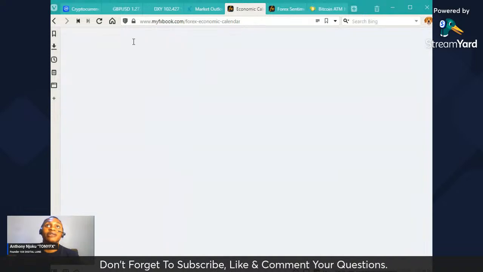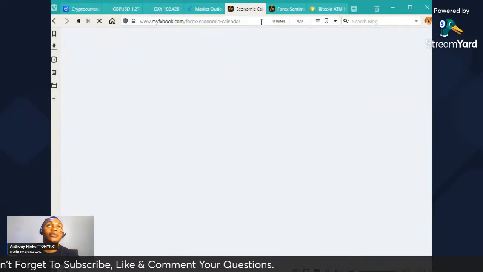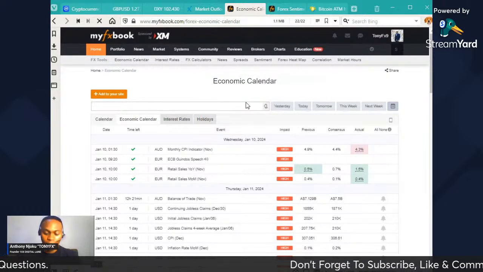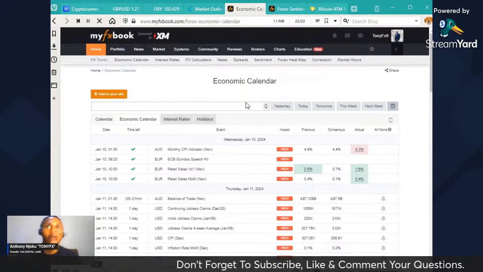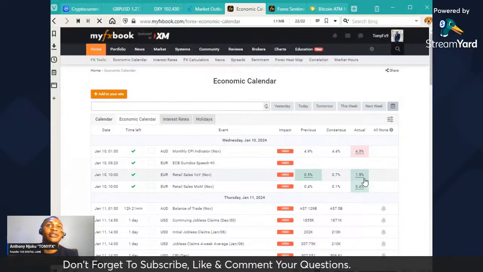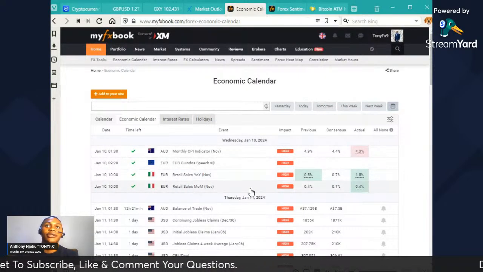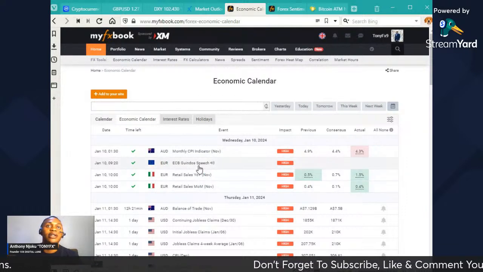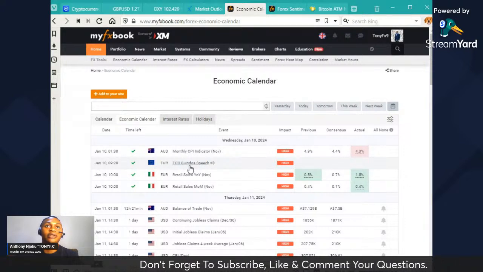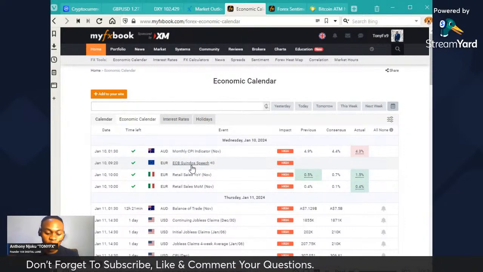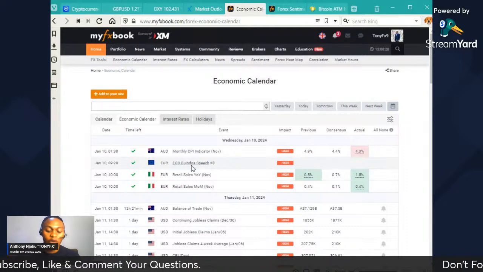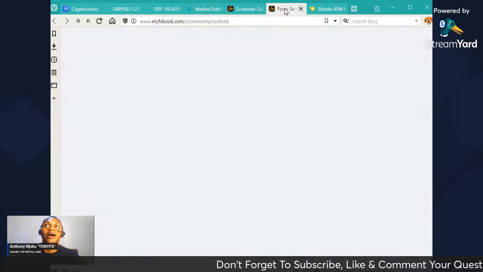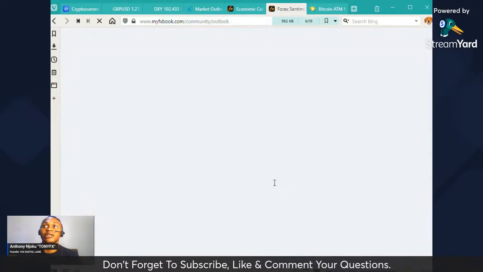On the fundamental side of things, let's give some time to load. You can see euro data. Retail sales year over year is positive. Retail sales month over month is positive. And the ECB Goodall speech. Goodall spoke today. So I'll be giving out some points Goodall spoke on today.